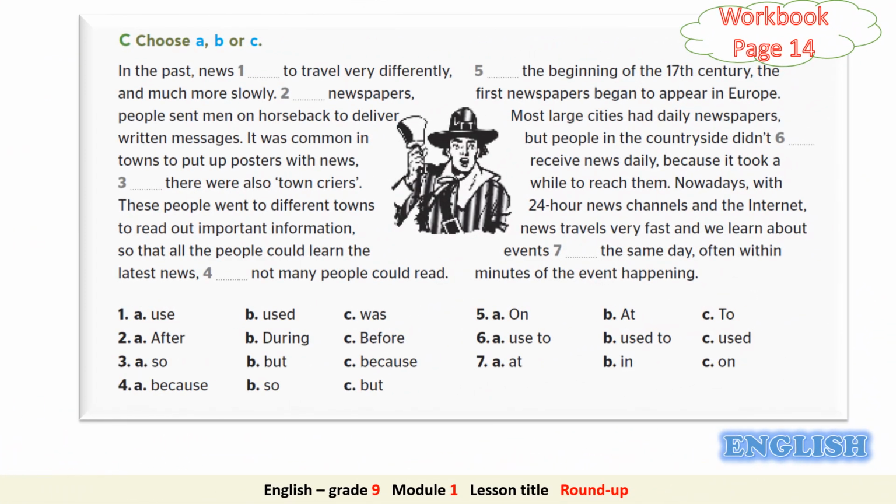Go to workbook page 14 and do this exercise. You have to choose A, B, or C for each sentence. Do it by yourself.